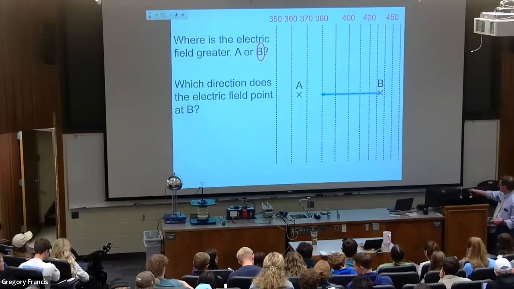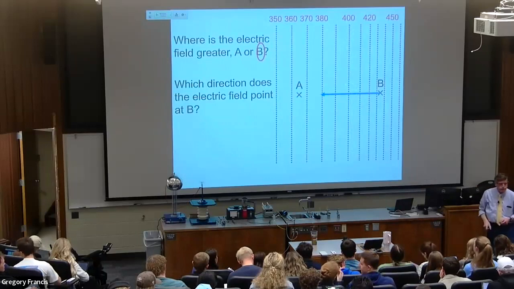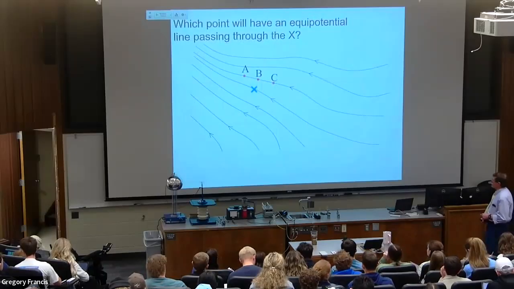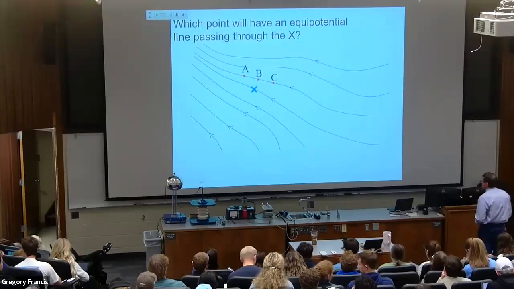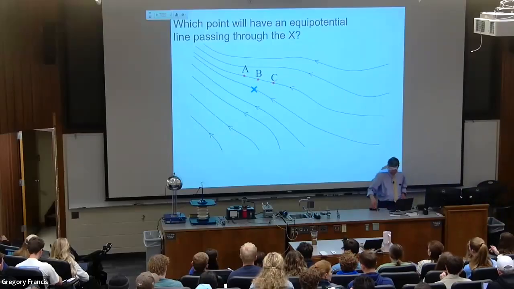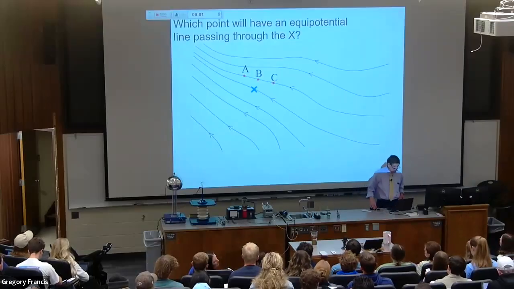And what we find is that these equipotential lines have to be perpendicular to the electric field, which gives you the answer to this question: which point will have an equipotential line that passes through the X? Is it A, B, or C? Let me get you started. You can click.